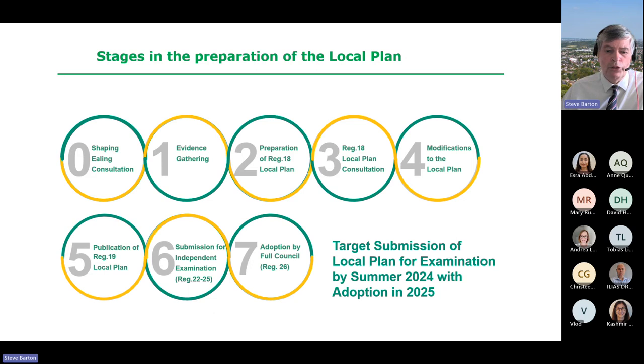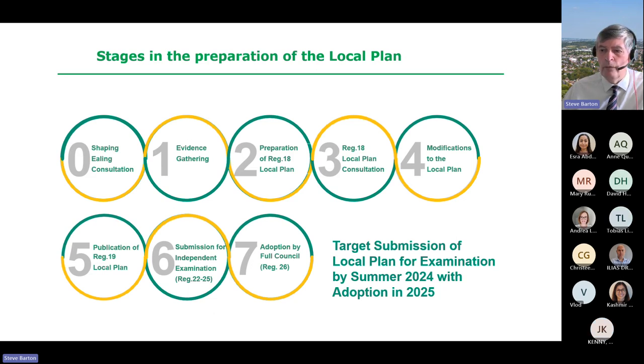This slide then illustrates the stages in the preparation of the local plan. We're currently at stage 5, Reg 19, or as I prefer to call it, the council's final proposals. And to get here, we've been on a journey. It started with the work that we were doing in tandem around shaping Ealing as we came out of the COVID pandemic, asking people what is it that works well in your local communities and what are the challenges, what are the problems that people are facing, and how can we resolve some of those.